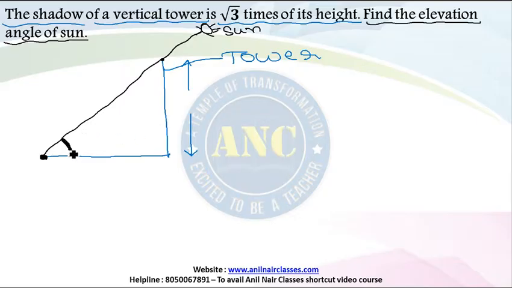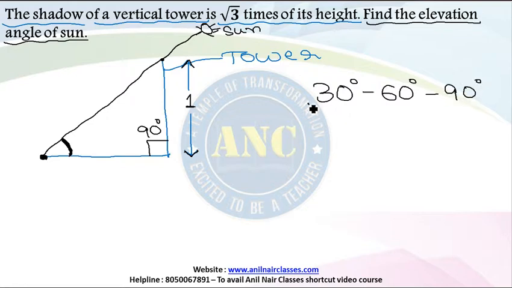Now see here. I don't know the angle, but instead of taking the height of the tower as h units, I will assume the height of the tower as 1 unit. This is my assumption. Now, think a little logically. This angle is 90 degrees. In a 30-60-90 degree right angle triangle, if the side opposite to 30 is 1, then the side opposite to 60 will be root 3.